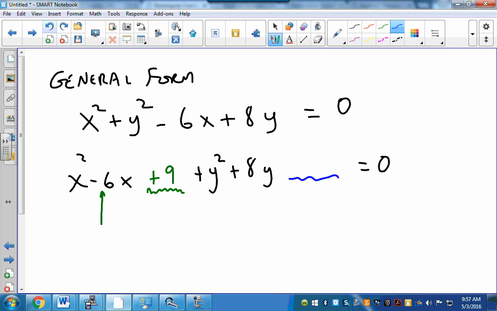We're going to put a number here. You take half of that coefficient, which is 4. You have to square it. 16, and you put it here.